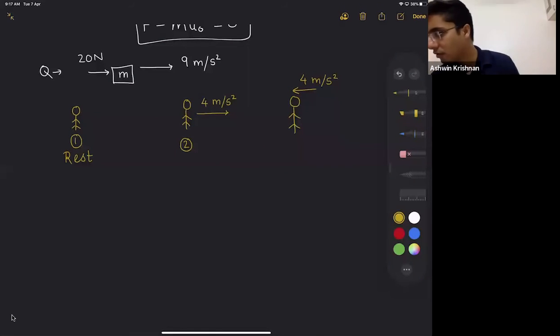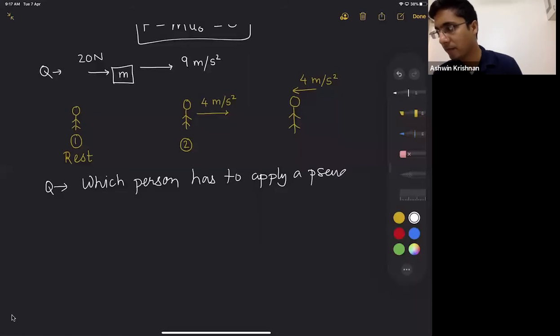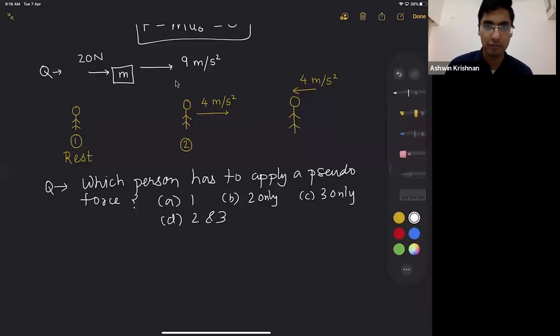Okay. Now, my first question, which person has to apply a pseudo force for analyzing? My options: A, 1; B, 2 only; C, 3 only; or D, 2 and 3. Let me raise a poll for you. Answer this quickly. I've started the poll.